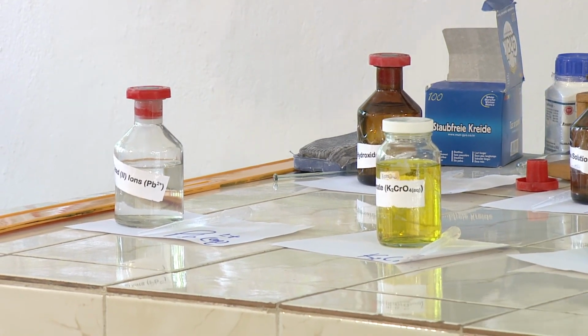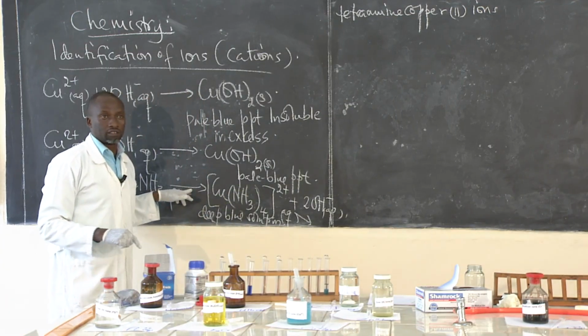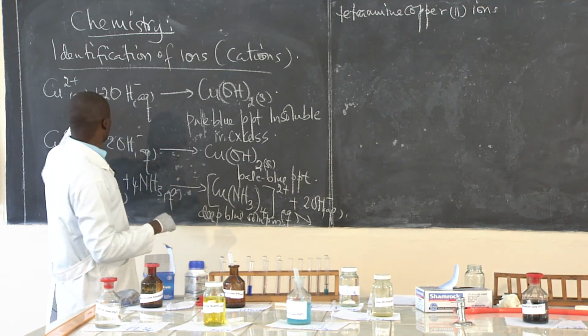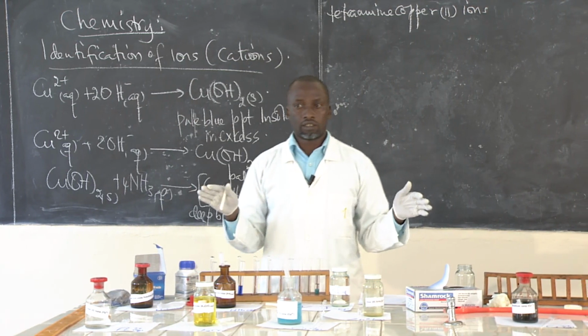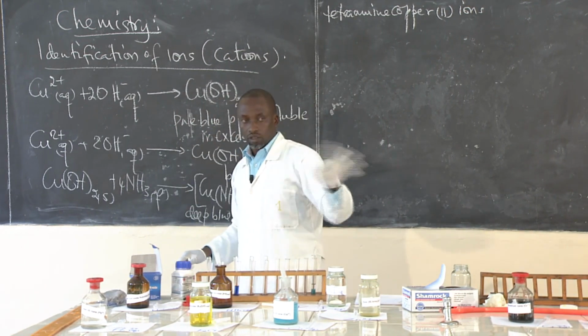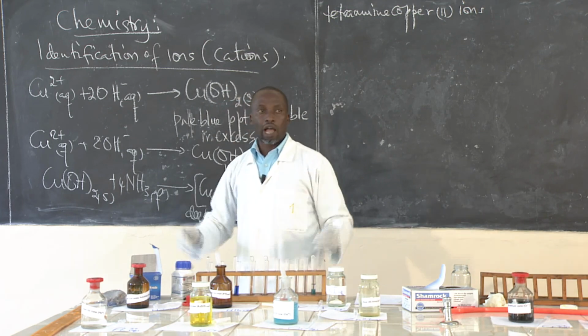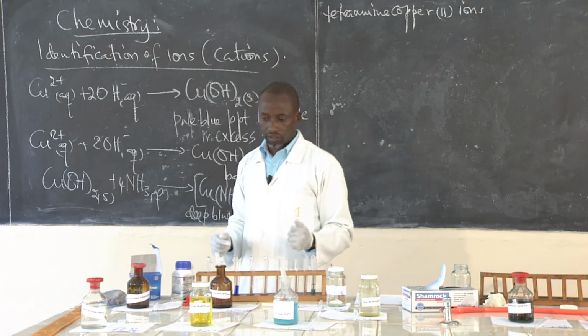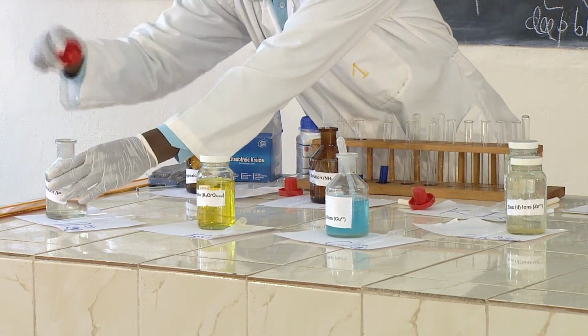So remember, before we go to lead, this is a confirmatory test. So the first one with sodium hydroxide is preliminary. So this second one is confirmatory. It is the confirmatory test with copper 2 ions. So we don't need to carry out some other tests. So let's see what happens with lead.